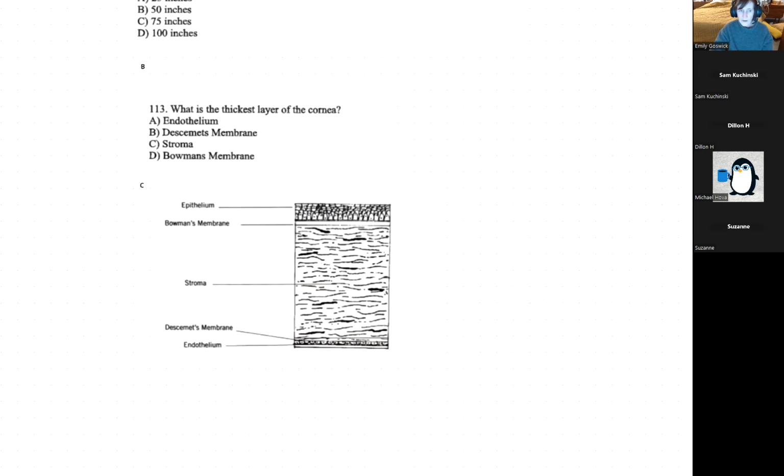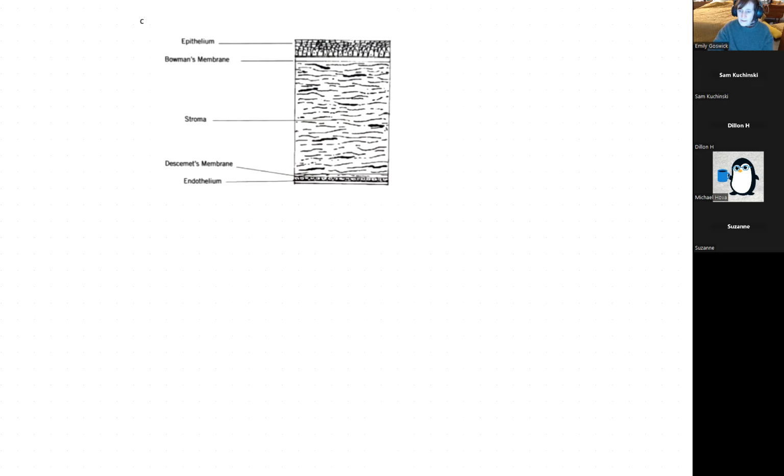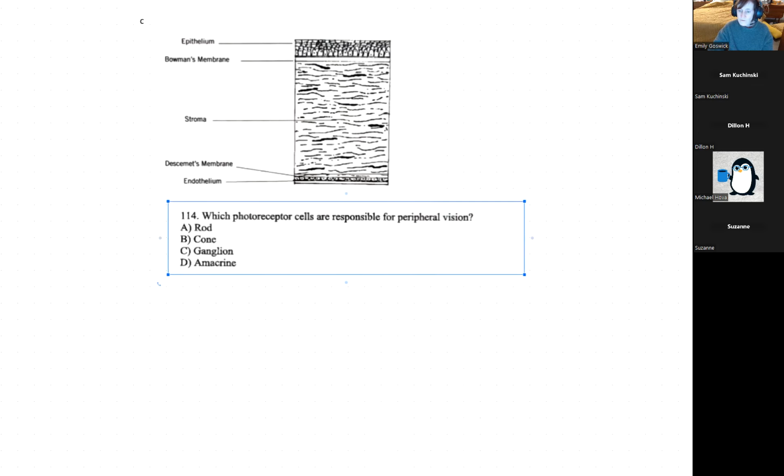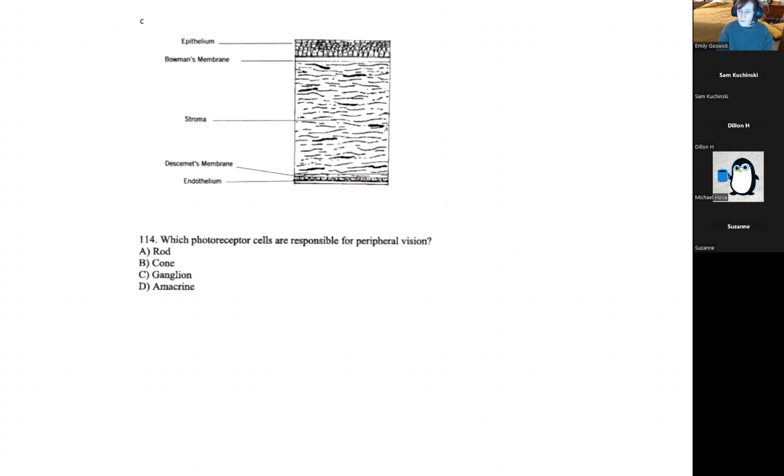Oh, I did do a rods and cones one. Okay, good. I was worried that I hadn't. All right, let's do another anatomy related one. All right, rods and cones. Again, I think this one's likely to be on the test. Which photoreceptor cells are responsible for peripheral vision? Rods, cones, ganglion, or amacrine? I do not know what a ganglion and an amacrine are. But the thing to remember is that the answer is A.